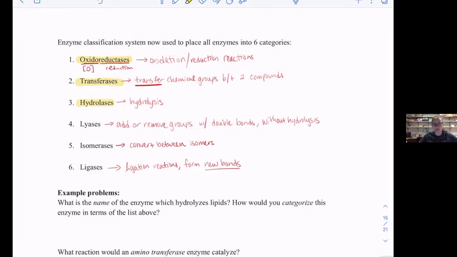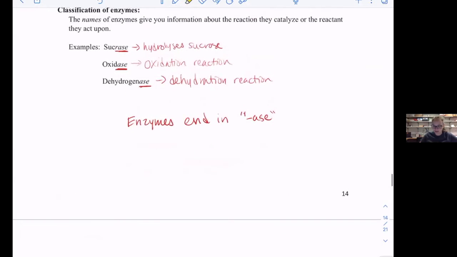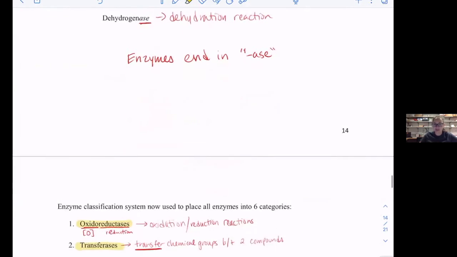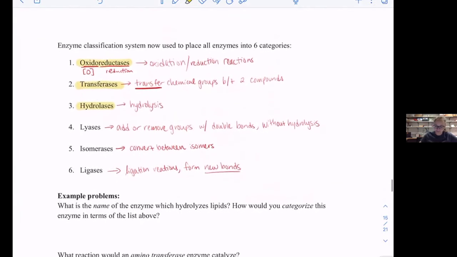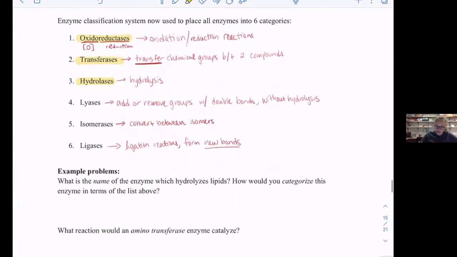Then we also have hydrolases. These are enzymes that do hydrolysis reactions. So breaking up sugars, those would be hydrolases. The one above that we saw, sucrase, hydrolyzes sucrose, that would be a hydrolase, doing a hydrolysis reaction. Lyases. So this one's the first one that's a little bit uncommon. Hydrolases do hydrolysis. Lyases seems a little bit, we don't know what a something is.